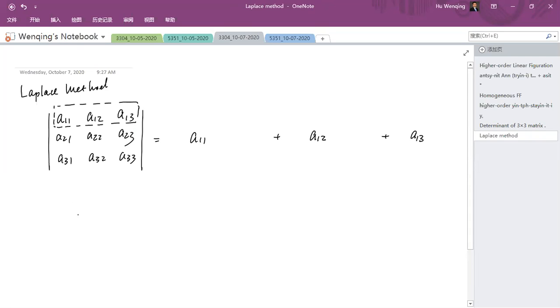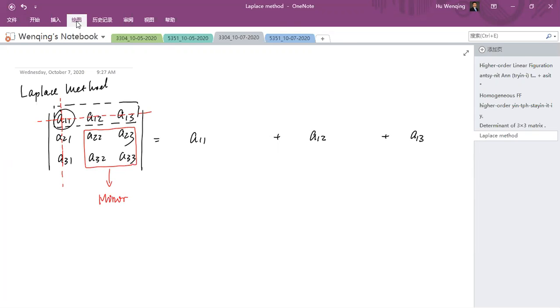Now with this expansion at hand, say you fix A11, you want to expand with respect to A11. Then you're going to look at the row containing A11, then the column containing A11, and you're going to delete this row and this column. So the resulting matrix is this one. Is that good for everybody? The resulting matrix is a 2 by 2 matrix. It's sometimes called a minor matrix.